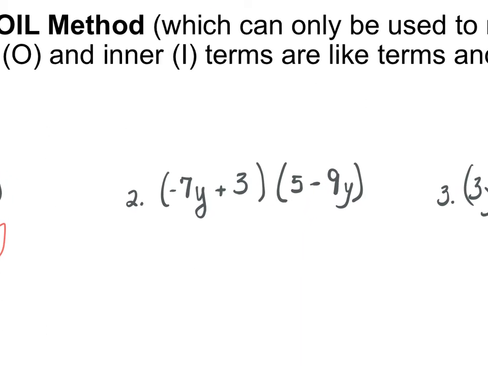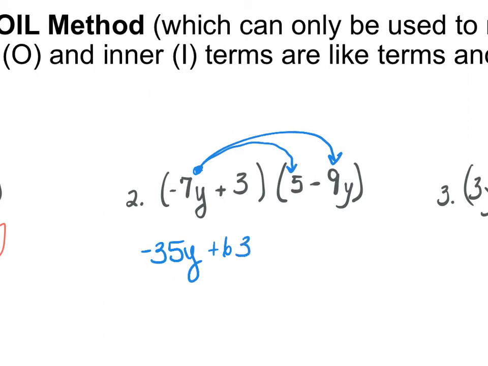We're going to FOIL. I'm going to take the first term and multiply it by the first term. So negative 7y times 5 gives me negative 35y. First term times the outer: negative 7y times negative 9y. Negative 7 times negative 9 is positive 63, and y times y gives me y squared.